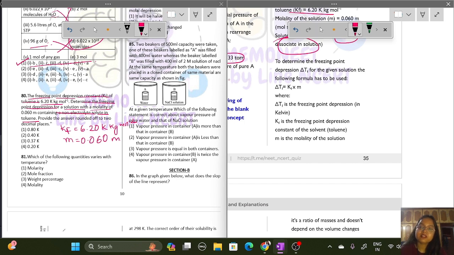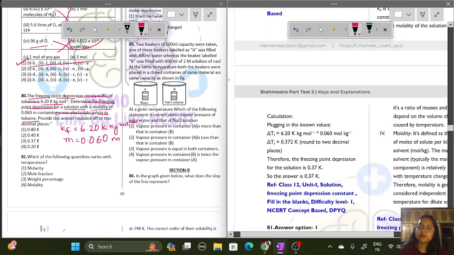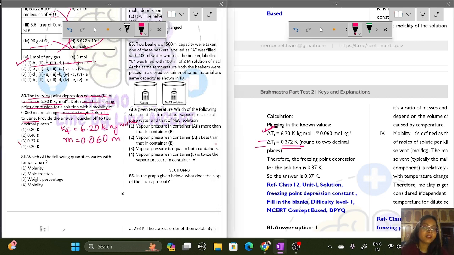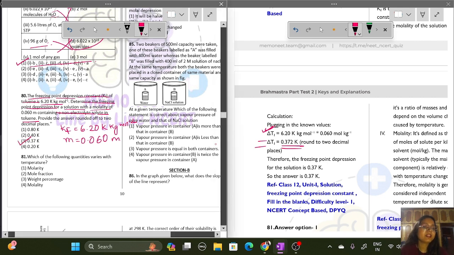So delta Tf is equal to Kf into m. In this formula, if we put the values, we simply get 0.372. If we round off to 2 decimal places, it is 0.37, option number 3.